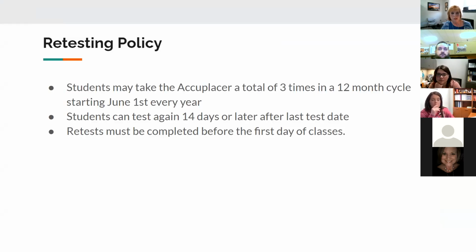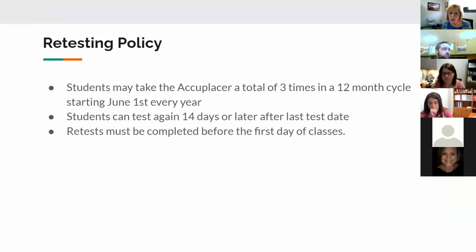The retesting policy: students may take the AccuPlacer a total of 3 times in a 12-month cycle, starting June the 1st every year. They can retest again 14 days or later after the last test date. And that has changed in the last couple of years.